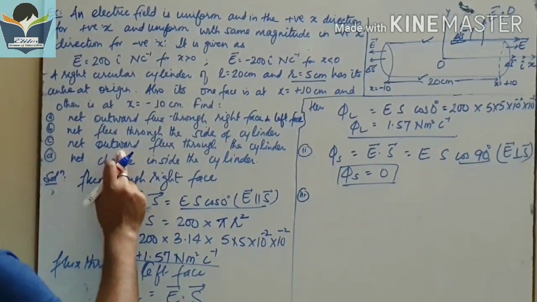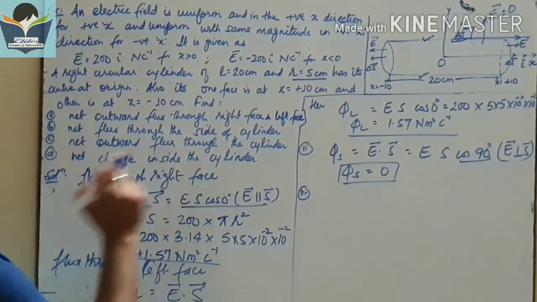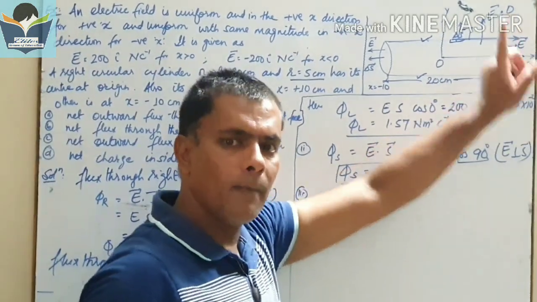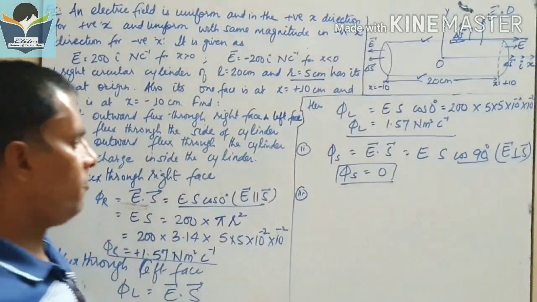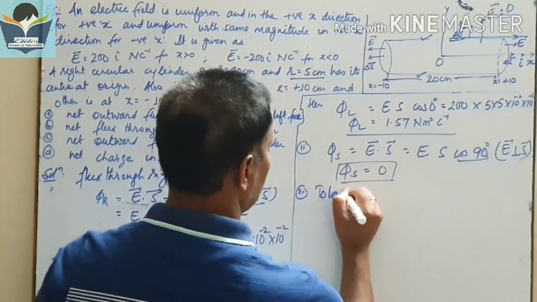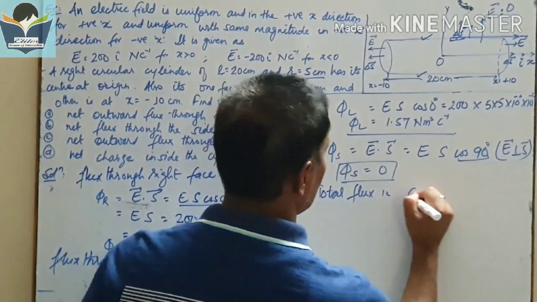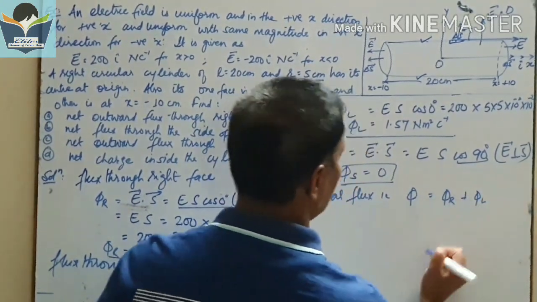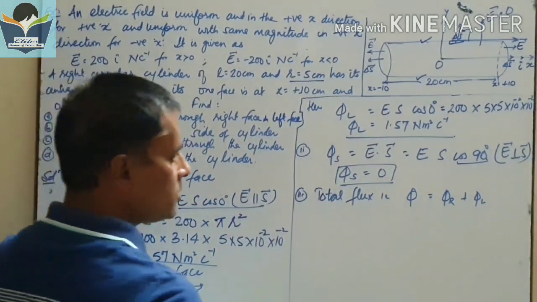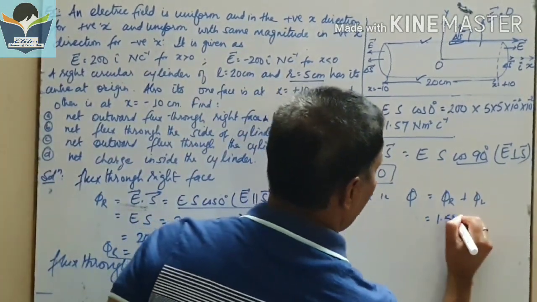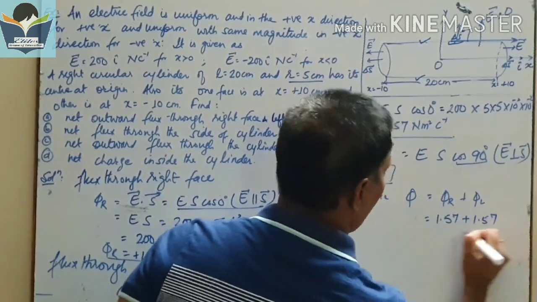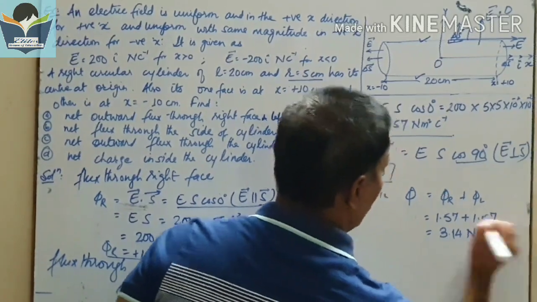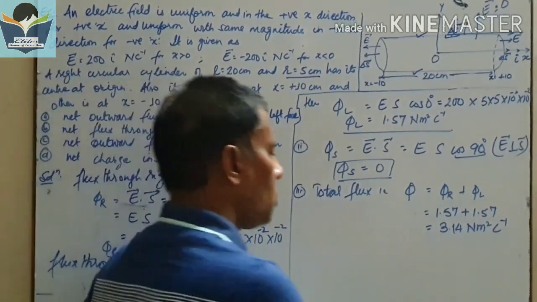Now the third part asks us the total outward flux, net outward flux through the cylinder. That is the flux through the right phase plus the flux through the left phase. So total flux, that is phi, will be phi right plus phi left. Phi side is already 0. Phi right is 1.57, left is also 1.57, so it comes out to be 3.14 Newton meter square coulomb inverse. This is the total flux through the cylinder.